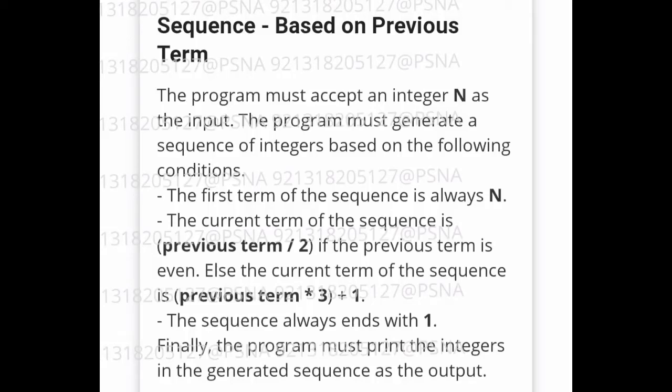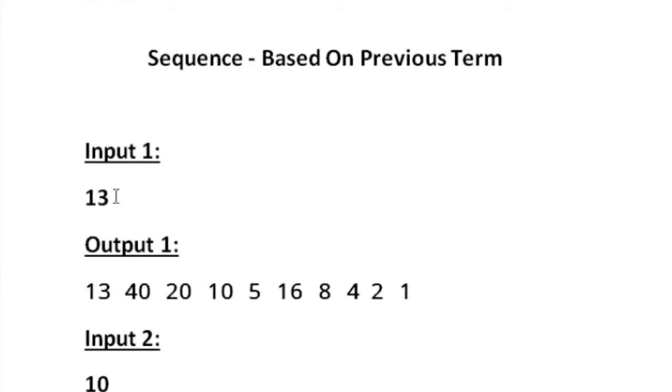This is the question asked in today's SkillRack daily challenge. We are given an integer n as input and we have to form a sequence. The first term of the sequence is always the integer n, and if n is odd, then the next term of the sequence would be n into 3 plus 1, and if n is even, then the next term of the sequence would be n by 2.